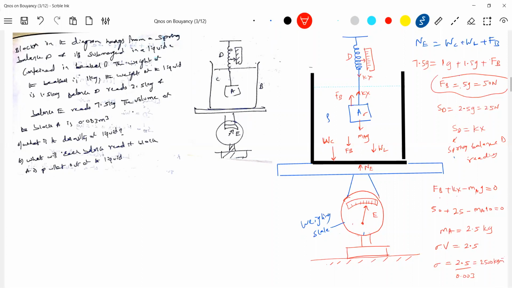(2,500 kg per cubic meter). Okay, after getting the density of the block, what is 7.5 kg? Balance, spring balance. Okay, I got the density of the block here. Not needed. Okay, the density of the liquid we have to calculate. How to calculate the density of the liquid?